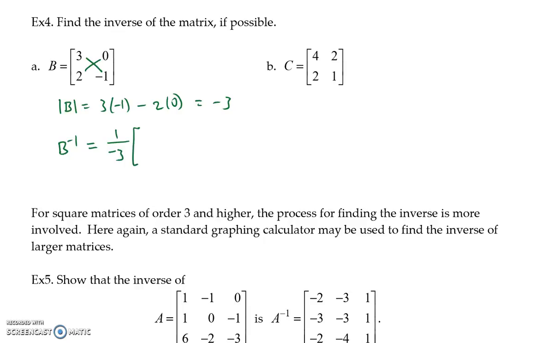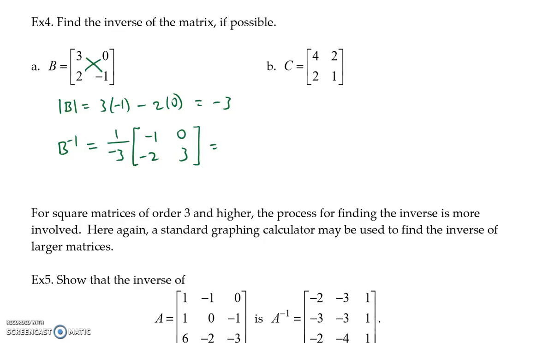So B inverse is 1 over the determinant of B, which is negative 3. And then remember what we're going to do. With the entries in the main diagonal, we're going to switch them around, negative 1 and 3. With the entries in the off diagonal, we're going to take their opposites, but we're going to leave them otherwise where they are. So the opposite of 0 is still 0. The opposite of 2 is negative 2. And then we just try to simplify it.